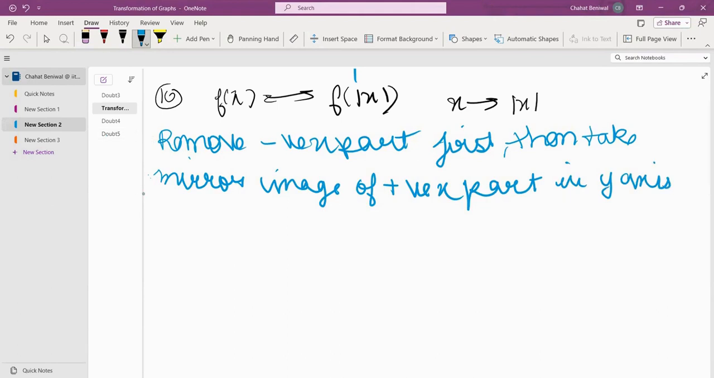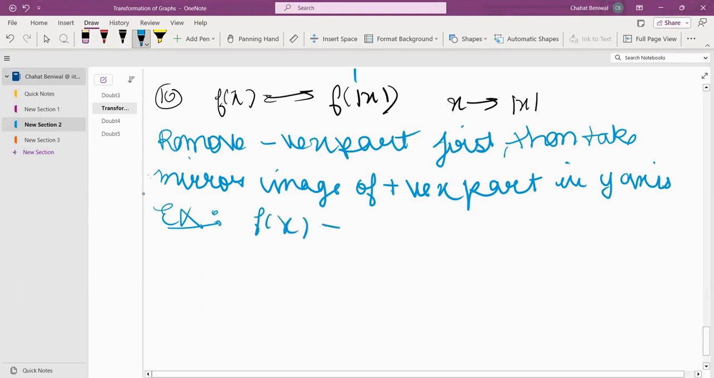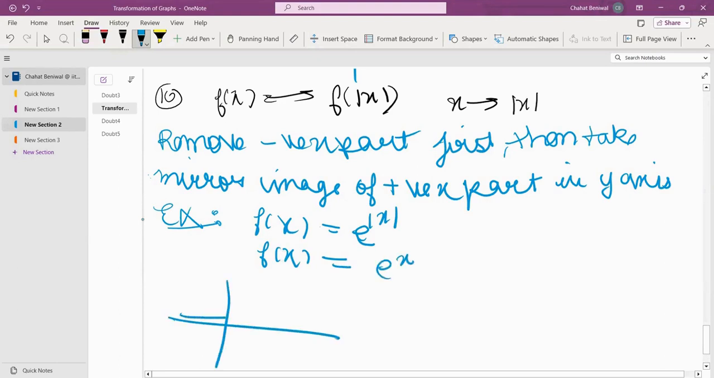Let us take an example where we need to draw the graph of f(x) equal to e to the power mod x. So what transformation did we apply? We first write our original function, which is this. It's very easy; you all must know that. This is the graph of e to the power x. So what is the negative part? This is the negative part. We need to remove the negative part, which means we consider only this part, and then take its mirror image about the y-axis.